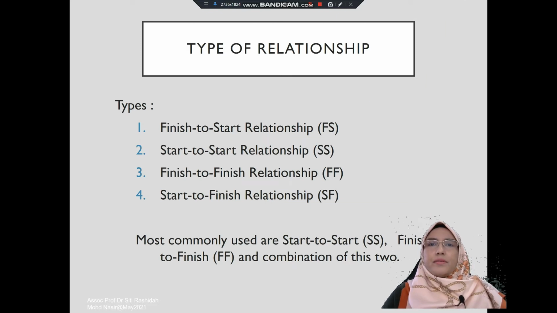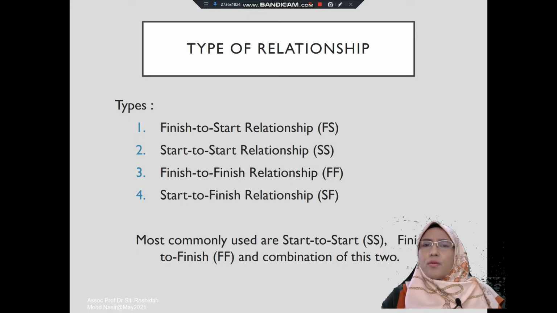Like I mentioned before, in order to make the network more logical, there are four types of relationship that can be introduced in the network. The first one is finish to start relationship, then start to start relationship, finish to finish relationship, and start to finish relationship. Besides finish to start, the most commonly used are start to start and finish to start, or in fact a combination of these two relationships.